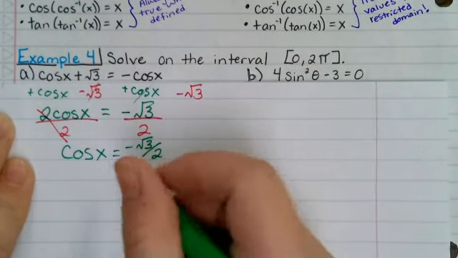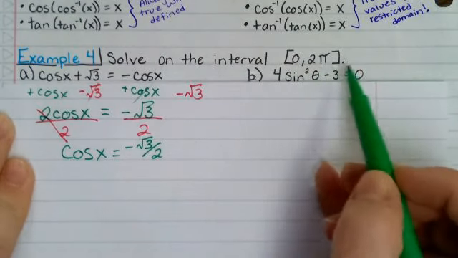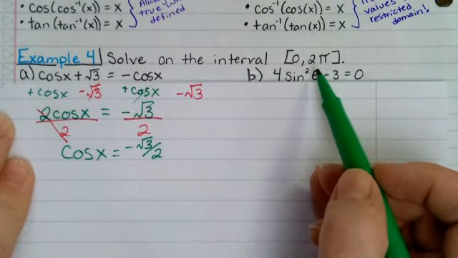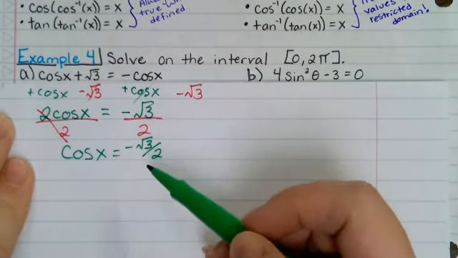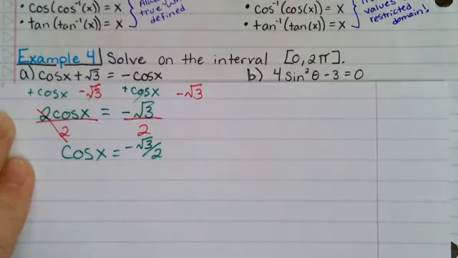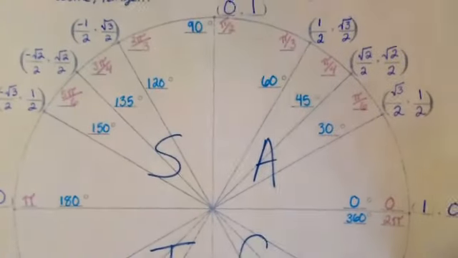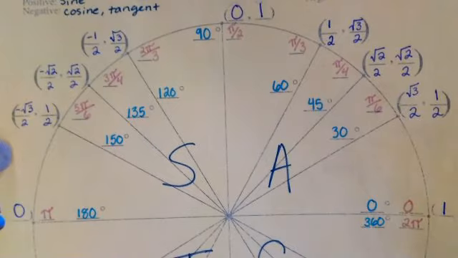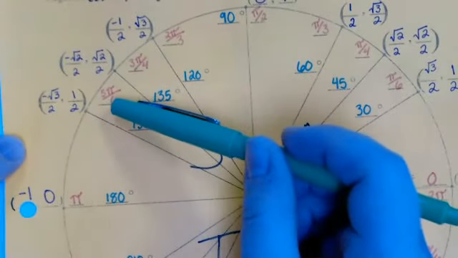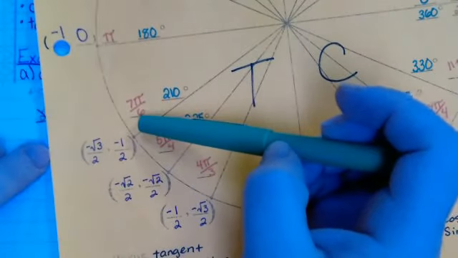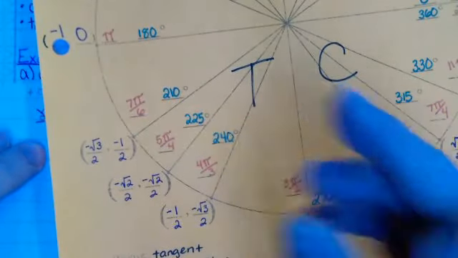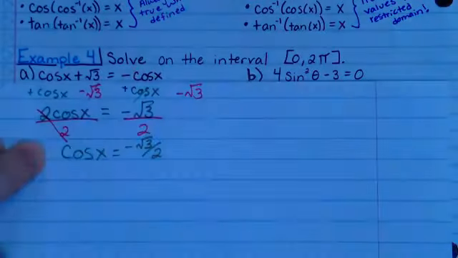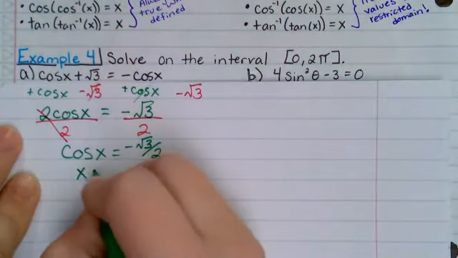All right, so now you've got to ask yourself, on the interval that they told us, that's the whole unit circle, where is cosine negative root 3 over 2? You can go to your unit circle. I'm looking for my x's. Where are my x's? Negative root 3 over 2. Oh, I see one here. 5 pi over 6. All right, over here, 7 pi over 6. So 5 pi over 6 and 7 pi over 6 are my answers.